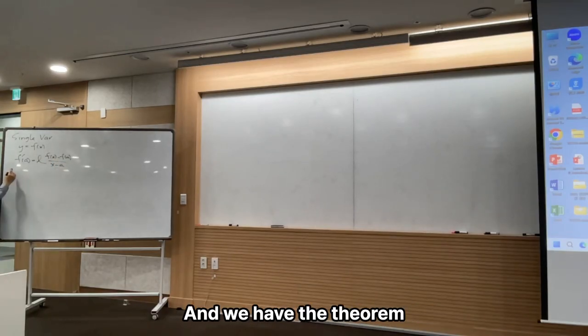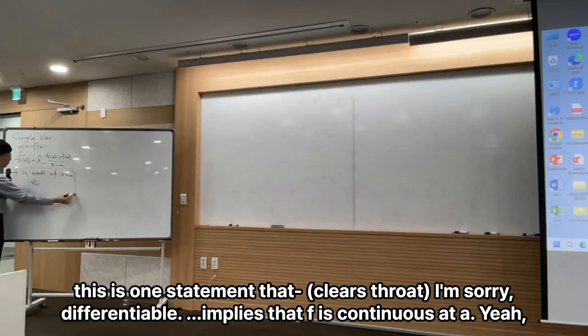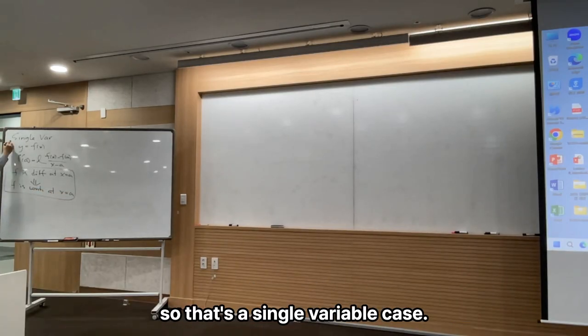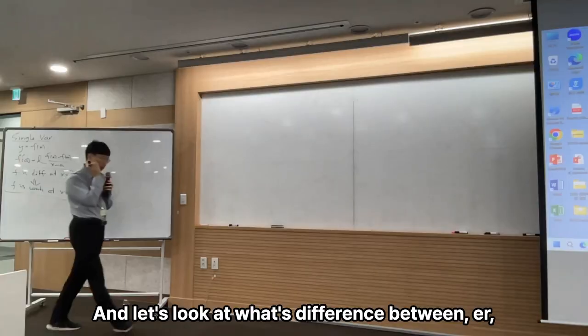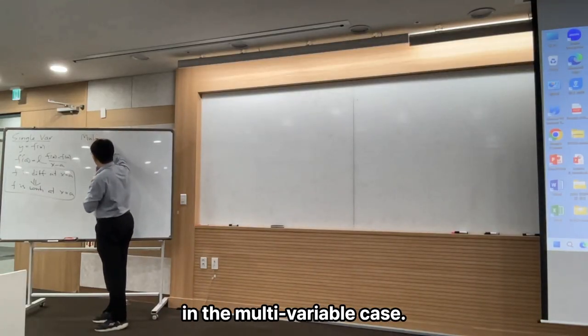And we have the theorem that f is differentiable at a implies that f is continuous at a. Okay, so that's the single variable case. And let's look at what's different in the multivariable case.